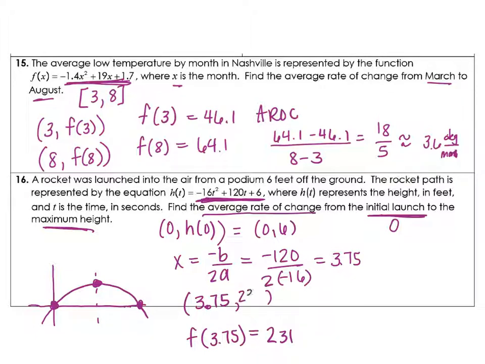So here's our two points that we need for our slope or average rate of change. So let's calculate average rate of change. We're going to have 231, this y value, minus this y value. So 231 minus 6 over 3.75 minus 0, so 3.75. And please use your calculators here. It looks like you should get about 60. And then don't forget your units. That's going to be feet per second.